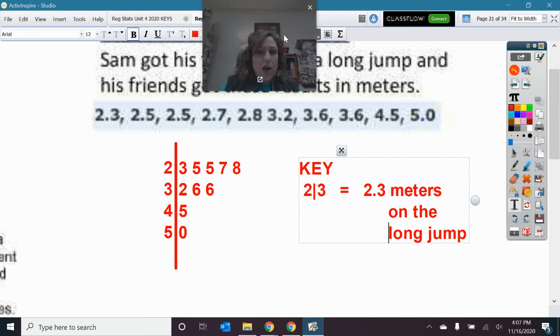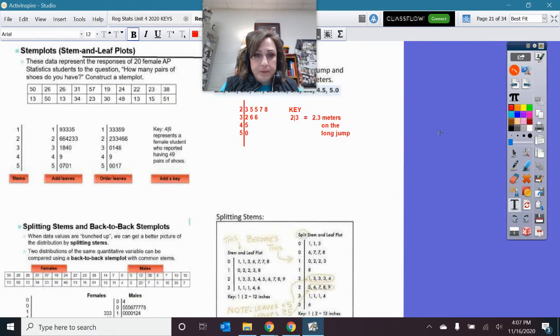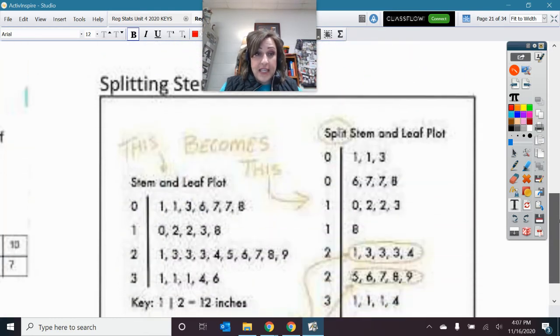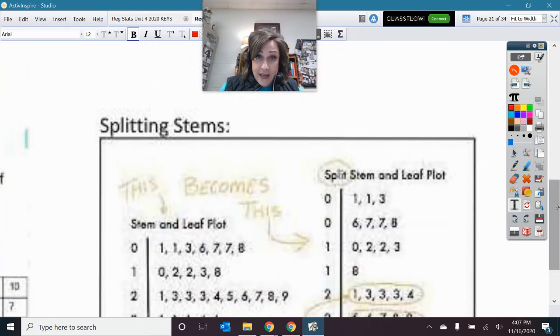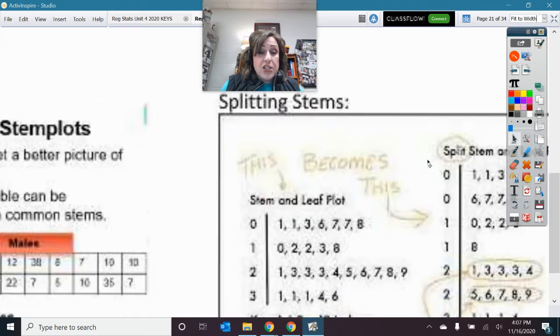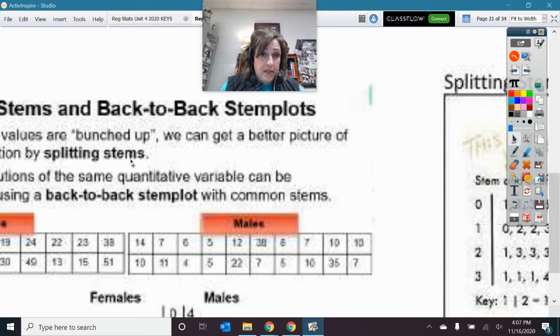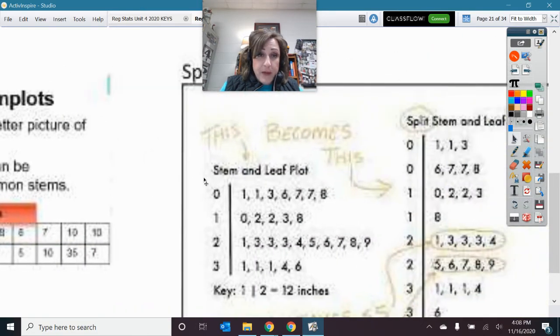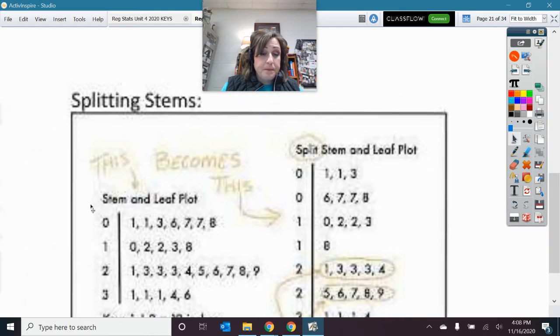All right. Okay, let's see what we got here. So we got another one. Okay, that's the end of that kind. Now we're going to visit the next kind of stem plot, splitting the stems. So let's take a look at what that's doing. So splitting the stems, not back to back. We're going to not do back to back. We're going to do splitting the stems. So let's talk about that.